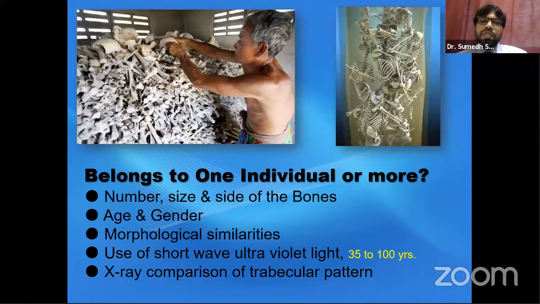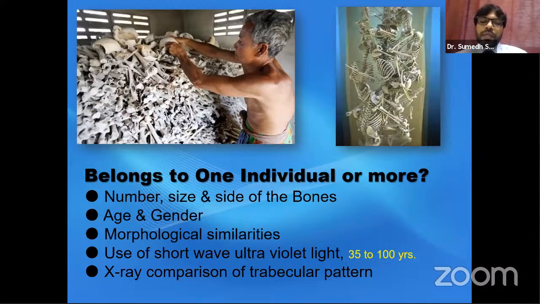Age means the ossification center. We can identify the bones on the basis of epiphyseal fusion. And gender, male and female bones can be easily identified. We'll come to this section in detail. Then certain morphological similarity between the right and left side bones. These morphological similarities are also useful to identify whether it belongs to one individual or more than one individual.